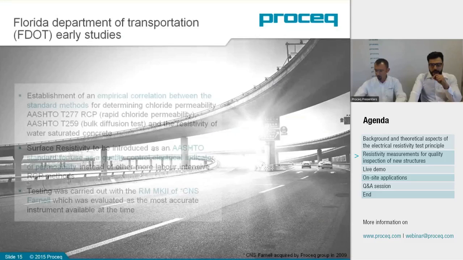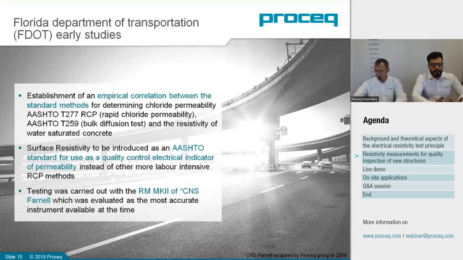In earlier studies, what we saw was that there's an empirical correlation between the standard method, the RCP, rapid chloride permeability test, and the resistivity of water-saturated concrete. Then surface resistivity was introduced as an AASHTO standard, indicating that the electrical resistivity test could be used for permeability, because when they started comparing these test methods and finding the correlation between them, the electrical resistivity test is far less labor intensive, and the test could be done really, really quickly.